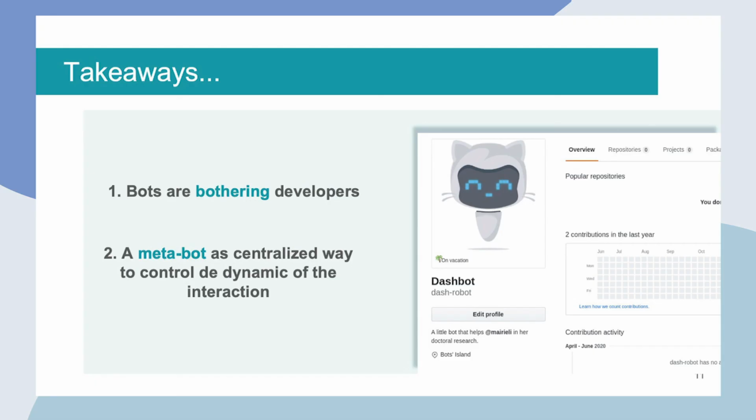In this work, we found that the interaction of bots on pull requests is bothering developers. Therefore, we present our vision of a metabot as a centralized way to control the dynamic of the interaction with existing bots in our repository. We believe the metabot will provide additional value for the human-bot interaction, reducing interruptions and helping developers to stay aware of important information.